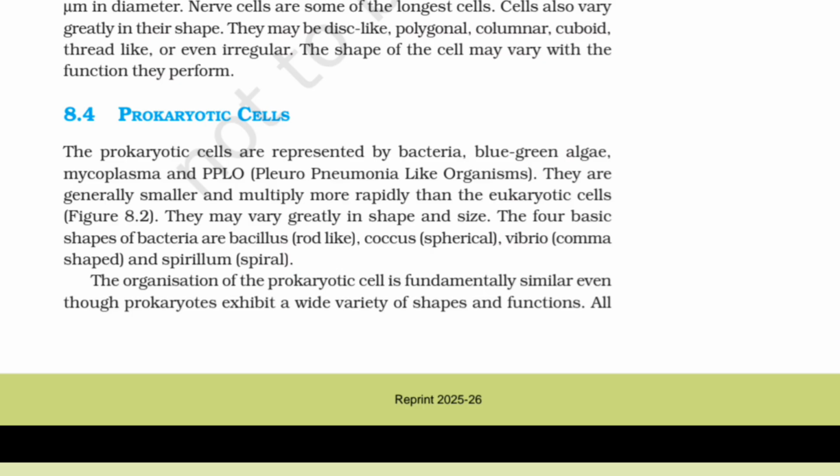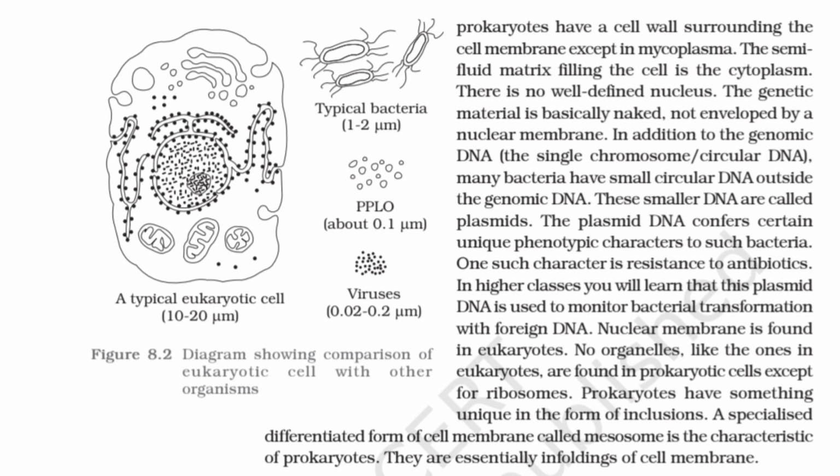The organization of the prokaryotic cell is fundamentally similar even though prokaryotes exist in different shapes and sizes. All prokaryotes have a cell wall surrounding the cell membrane except the mycoplasma. The fluid matrix filling the cell is the cytoplasm. There is no well-defined nucleus. The genetic material is basically naked, not enveloped by a nuclear membrane.